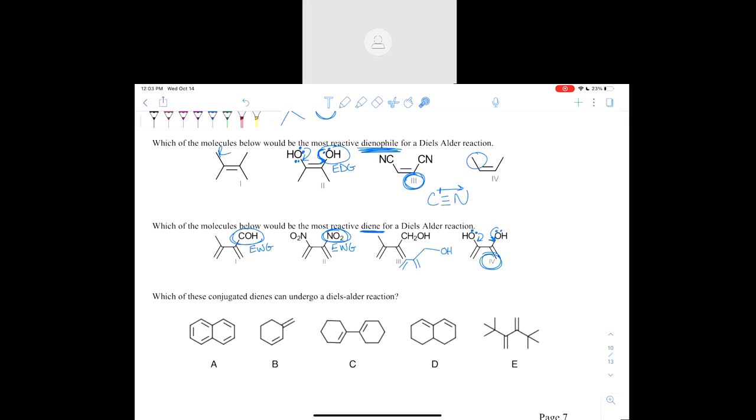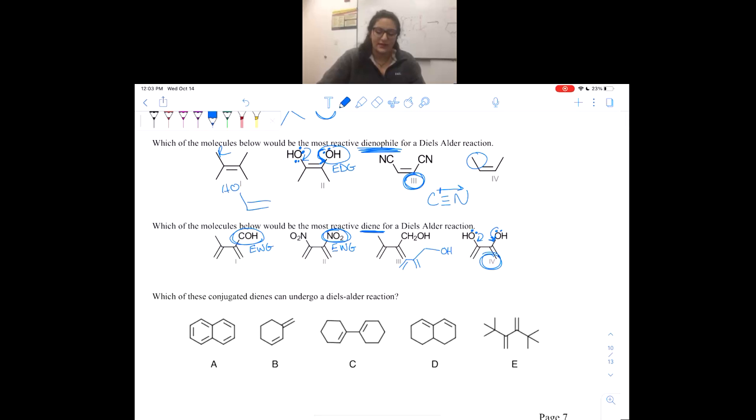Okay, so for the dienophile at the top, if 4 had 2 OHs, would 2 still be the best because it has more substituents? If we were comparing number 2 to one that looked just like that, this one would be better actually, because remember these R groups are also donating. So it has this extra bad stuff. But yeah. Okay. All right. Thank you. You're welcome.